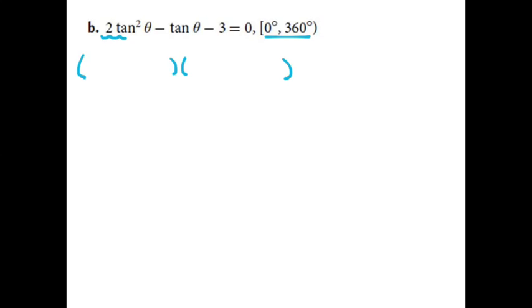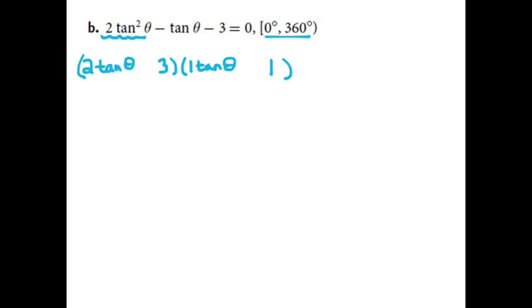The numbers that multiply together to give me 2 tangent squared would be 2 tangent theta times 1 tangent theta. That's the only way that I can get 2, is 2 times 1. Numbers that multiply to give me 3 would be 3 and 1. And then I want to get that negative tangent theta in the middle.